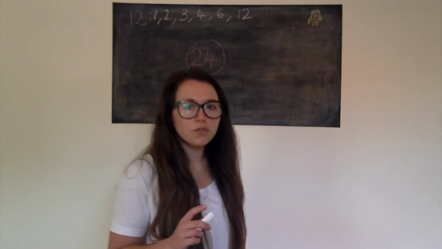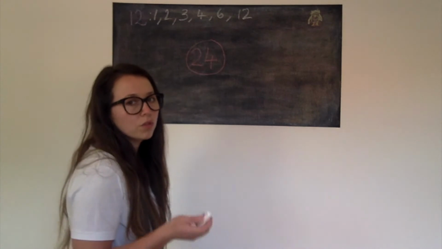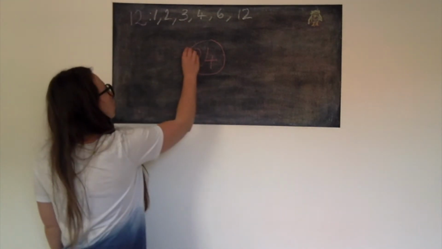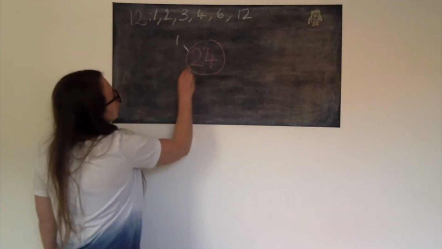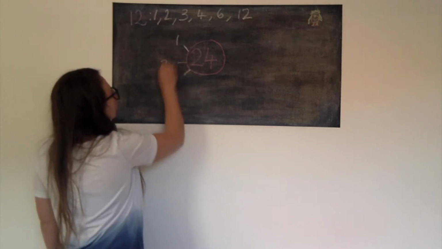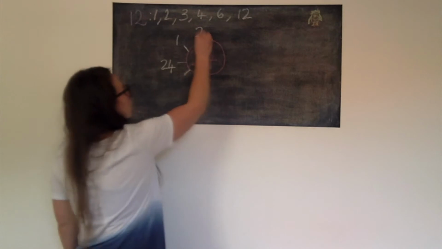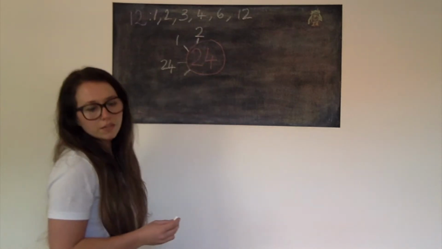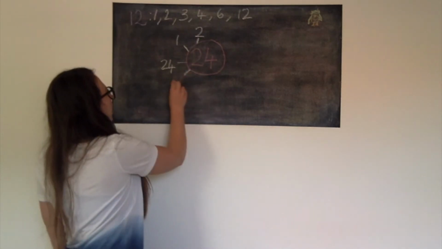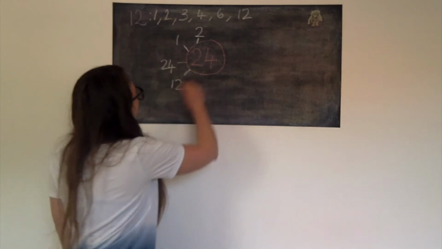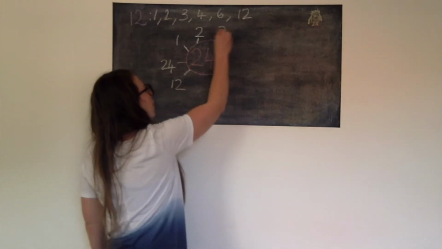Okay, so let's go through finding the factors of 24. Remember, we're being systematic, so we're all going to start with 1. Its pair is 24. 1 times 24. Next up, we're going to go with 2. We know that 2 is a factor because 24 is an even number. So we've got 2 and 12. Then we carry on and go with 3.